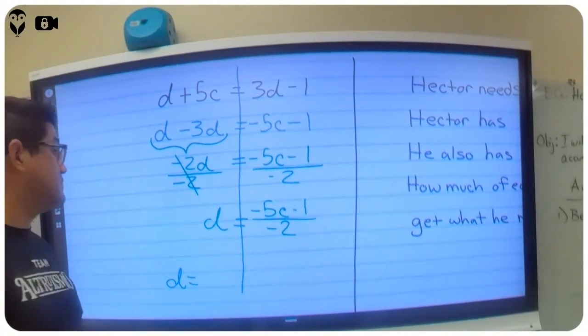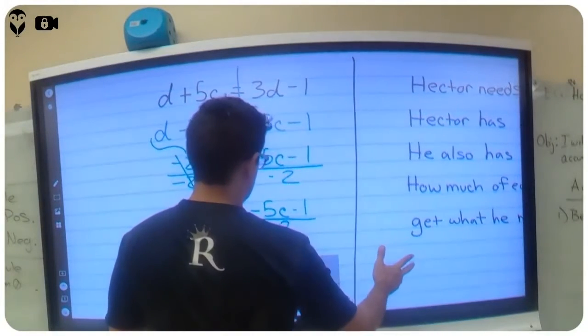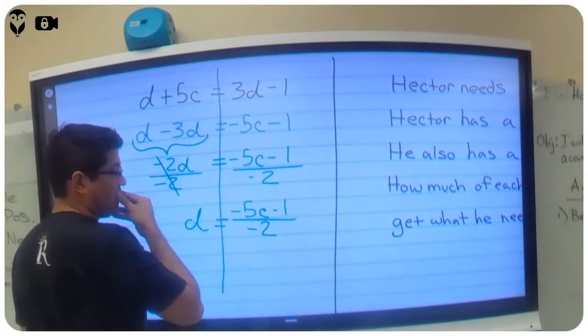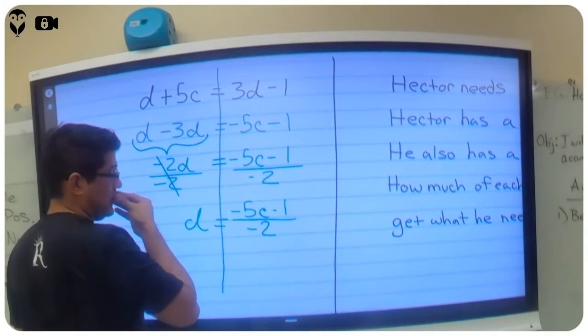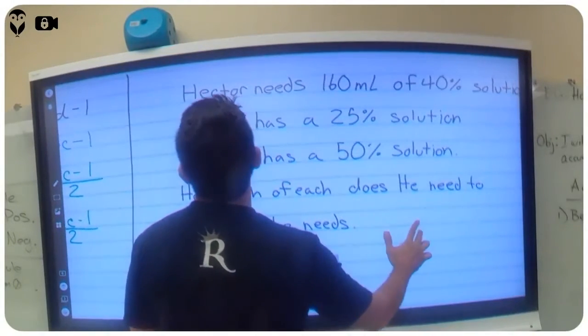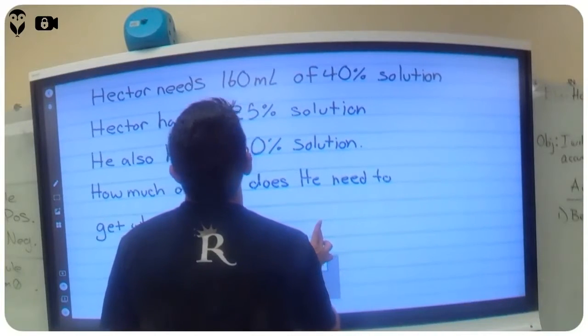All right, not that bad. Now it's a negative divided by negative, so you could change the signs of both, but you don't have to. You can leave it like that.